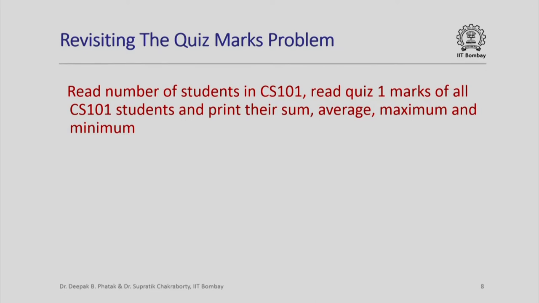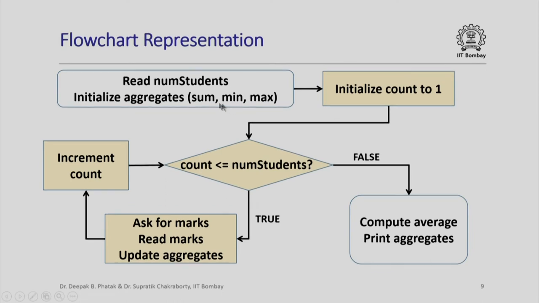Now, let us revisit the problem of aggregating quiz 1 marks of CS101 students that we have seen in an earlier lecture. In this problem, we are required to read the number of students in CS101, then read quiz 1 marks of all of these students, and then print their sum, average, maximum and minimum. Here is how we might plan to solve this problem using a flow chart.